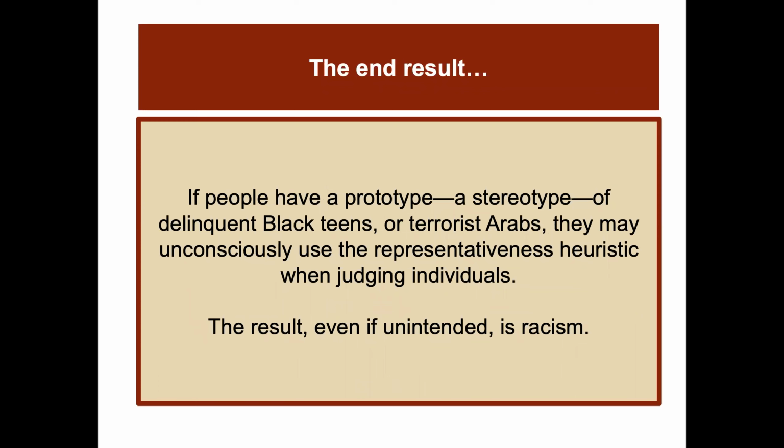So if people have a prototype, which is basically a stereotype for a particular category, of what terrorists are like, they might unconsciously use the representative heuristic when judging individuals, and it may not be overt, right? Even if unintended, this can result in racism because we have these cognitive biases going on within our brain. So we just have to make ourselves aware that this can be happening.